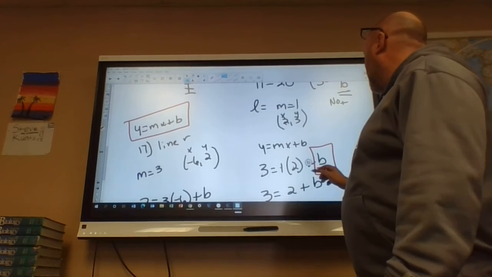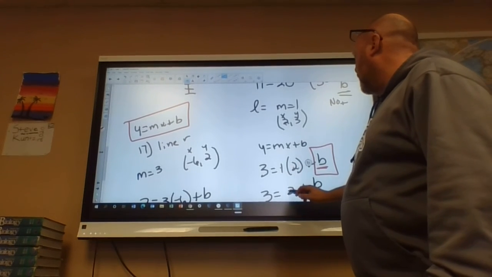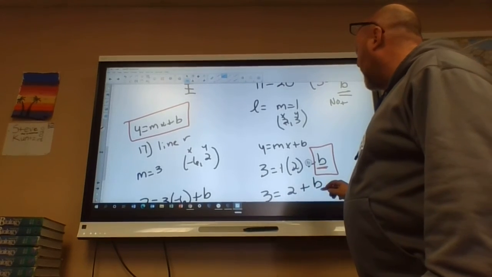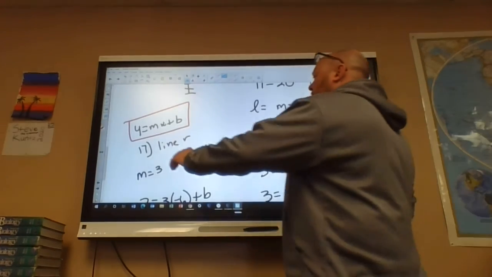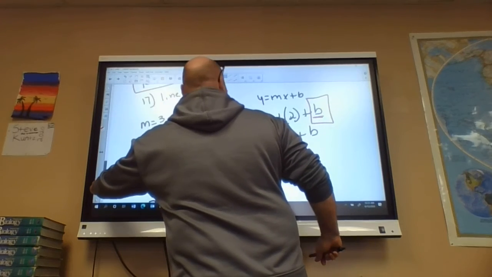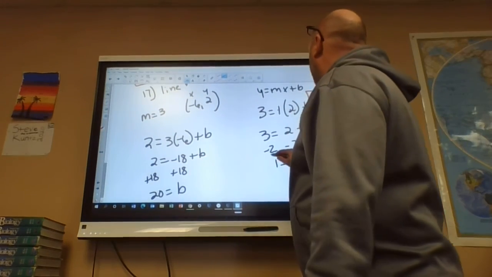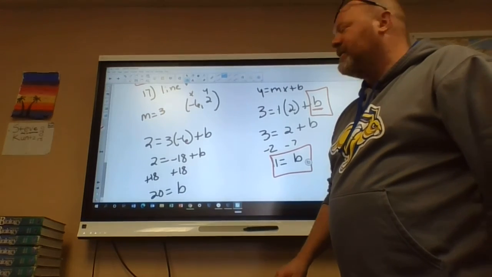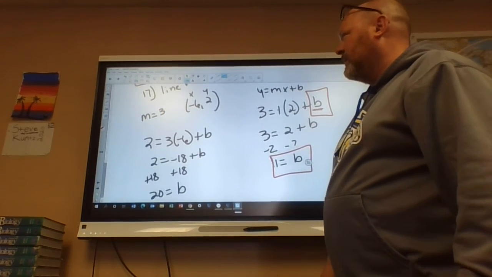So, all I do is 1 times 2 is 2. Now I have a one-step equation. 3 equals 2 plus b. How do I get rid of that 2? I subtract it. That means 1 equals b, then you're done. I'm changing that part of the assignment. You just have to solve for b.